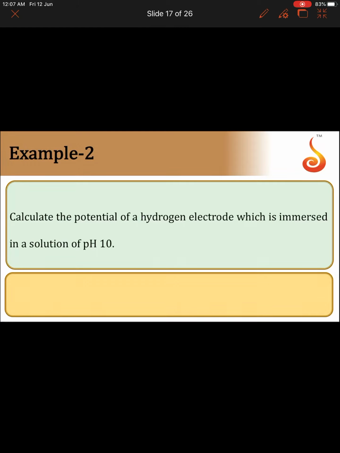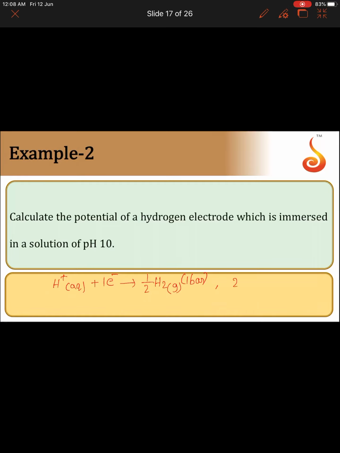Calculate the potential of a hydrogen electrode which is immersed in a solution of pH 10. The electrode reaction of the hydrogen electrode is H+ + 1 electron gives rise to half H2. Pressure of this hydrogen gas is 1 bar.